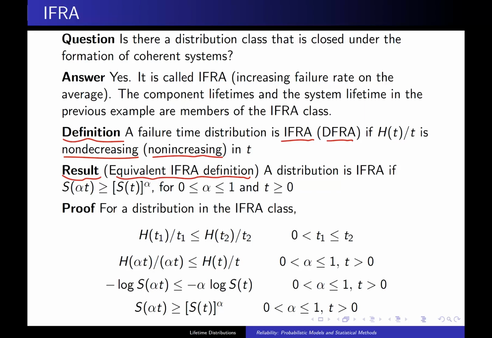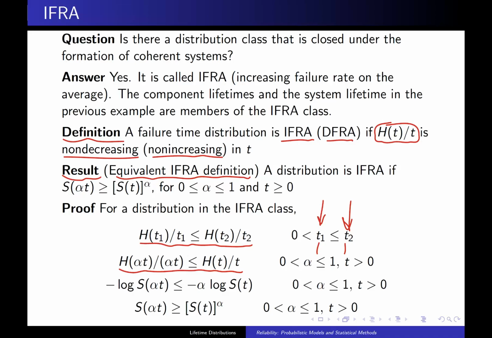For a distribution in the IFRA class, we know that the ratio of the cumulative hazard function to time is non-decreasing, and if we choose a t1 value that's less than or equal to t2, we know that capital H of t1 divided by t1 will be less than or equal to capital H of t2 divided by t2. Now, to simplify the notation a little bit, you can replace t2 with t, and you can replace t1 with alpha t, where alpha is chosen between 0 and 1, and this same result can be expressed in this fashion. Capital H of alpha t divided by alpha t is less than or equal to H of t divided by t. Again, just replacing t1 by alpha t and replacing t2 by just t.